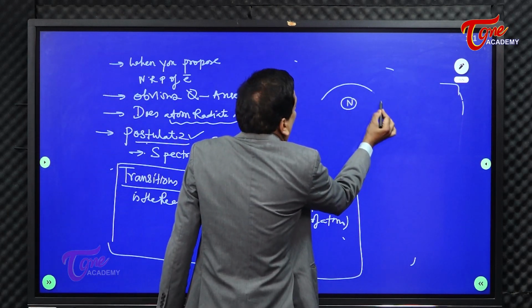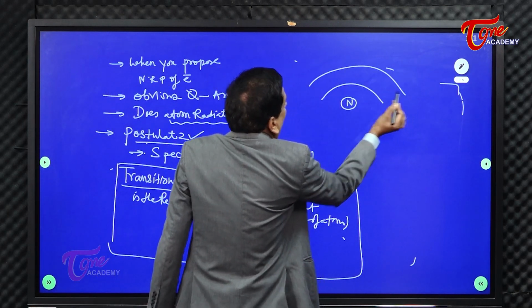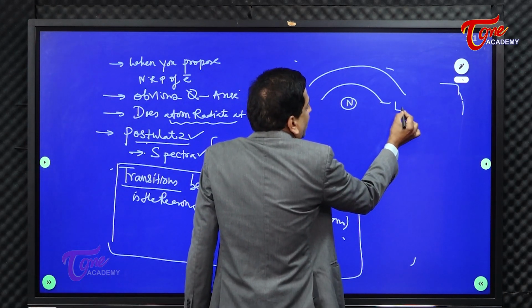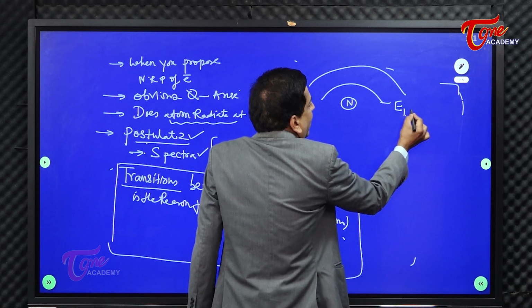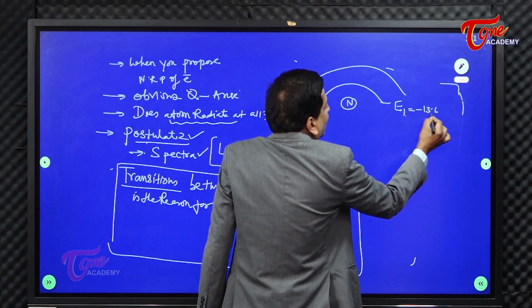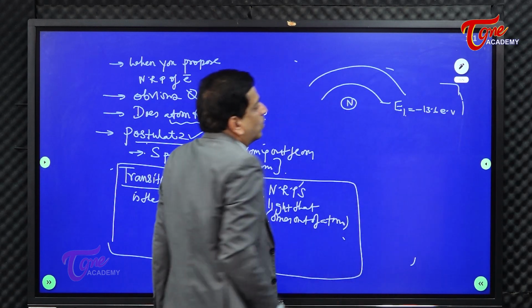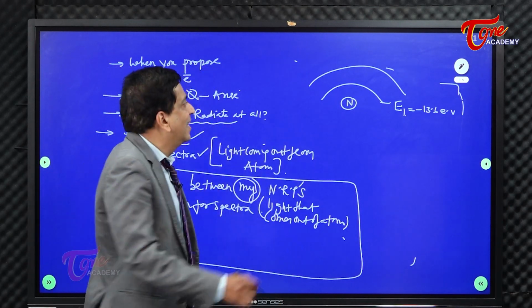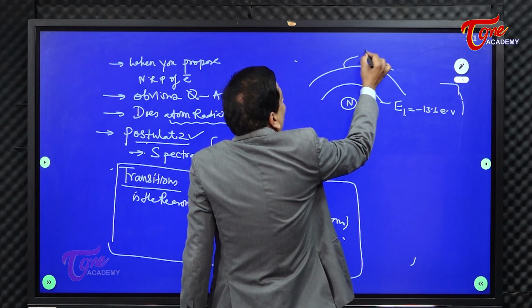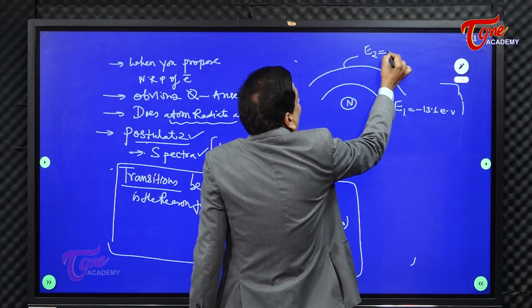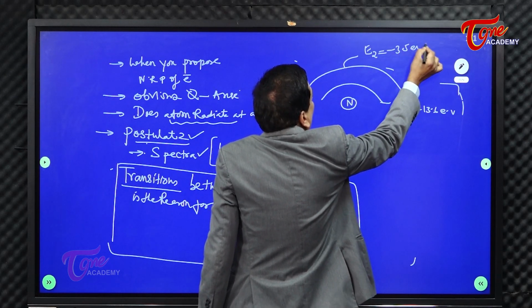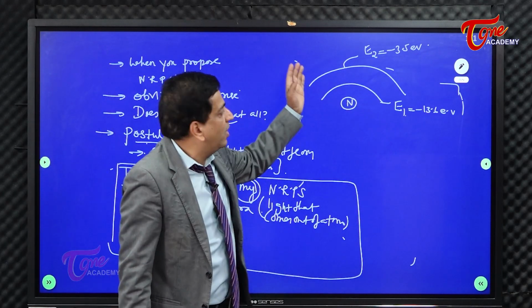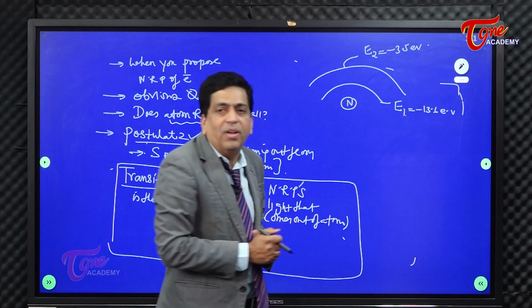Here is the first orbit. Here is the second orbit. If I calculate the energy of this NRP, it is minus 13.6 electron volts. That is the energy of the orbit which he was proposing in the first step. Second is E2, that is minus 3.5 electron volts. This is the electron which is moving in the first orbit. This is the electron which is moving in the second orbit.